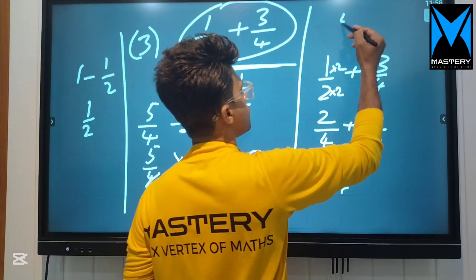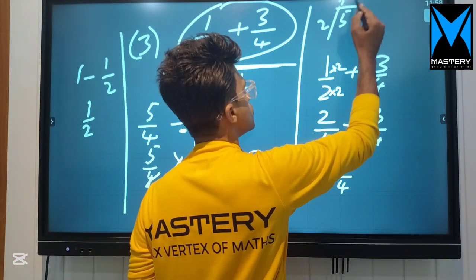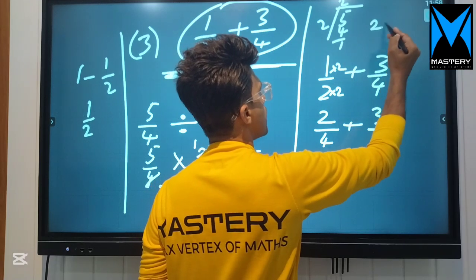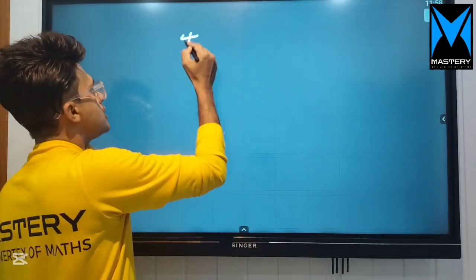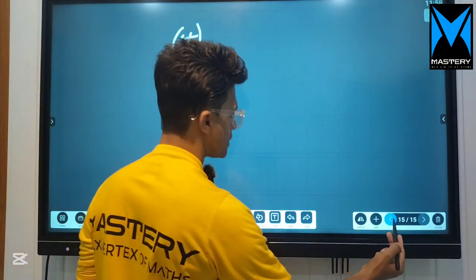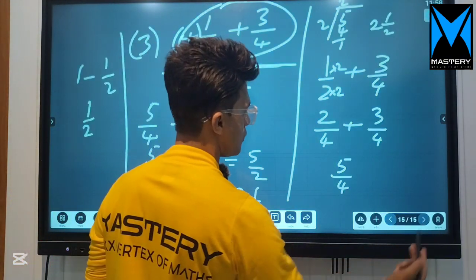5 over 2, you know that. 5 over 2, when you divide this one, then 2 times 4, then 2 and a half. This is the answer. 2 and a half, or 2.5. The other question, third one, this is the fourth one.